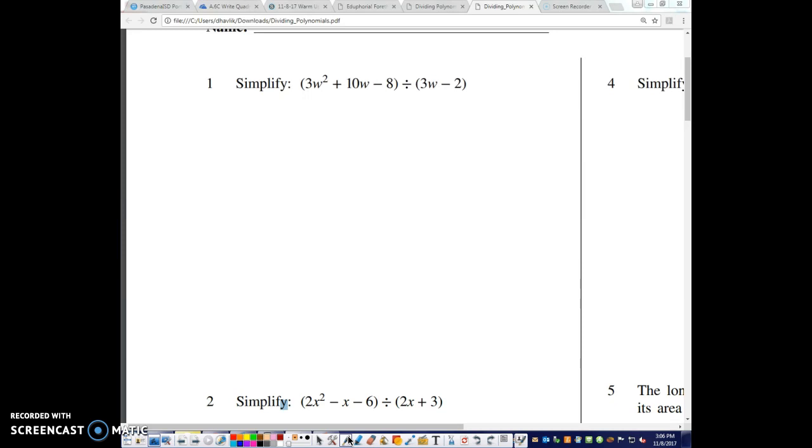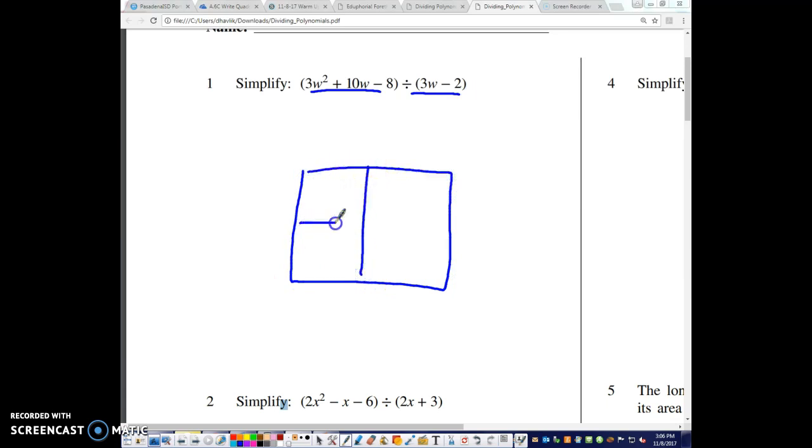So let's look at number 1. We need to divide this by this. Now, remember we used the box method when we were multiplying? Remember that? Okay? So, when we were using the box method to multiply, your answer was inside the box. This. That's your answer. Okay? This is one of the sides. Okay? So we'll put that down. 3w minus 2. Your answer was inside the box.